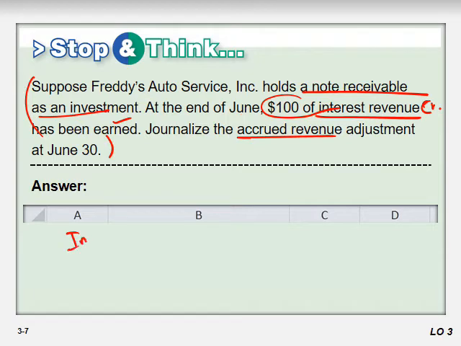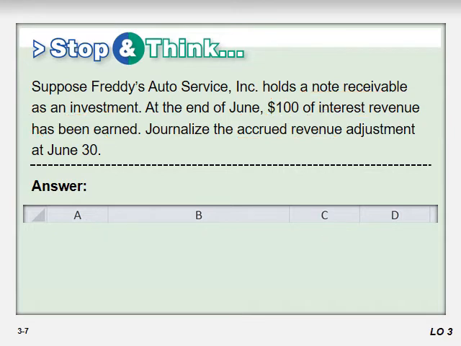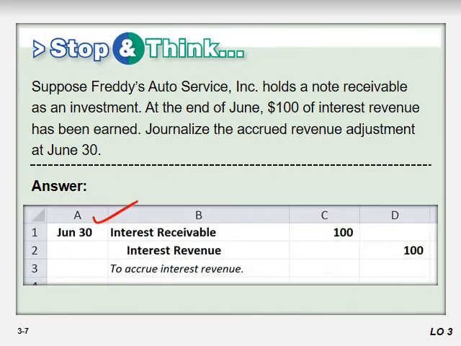So our entry would be interest receivable to interest revenue, 100. Let's see the answer here. Yes, interest receivable to interest revenue, right? 100.